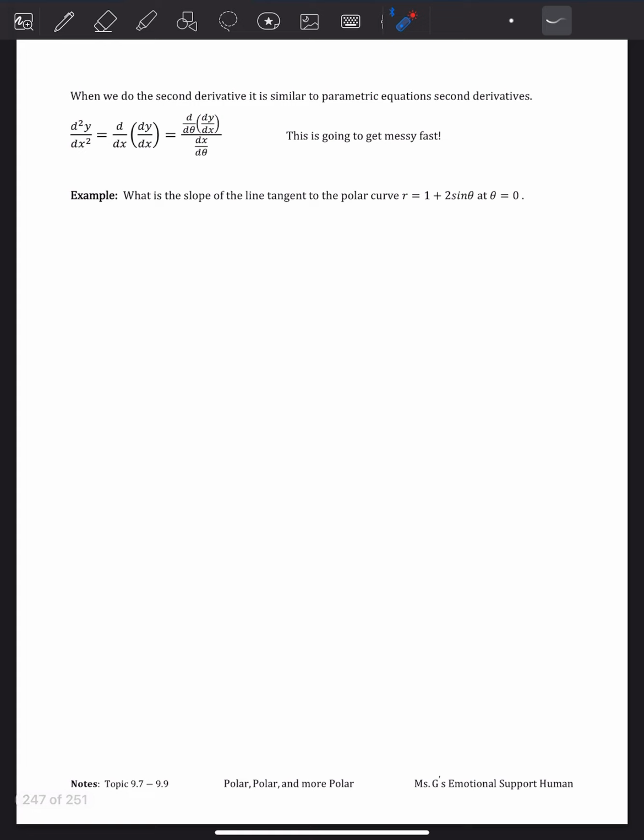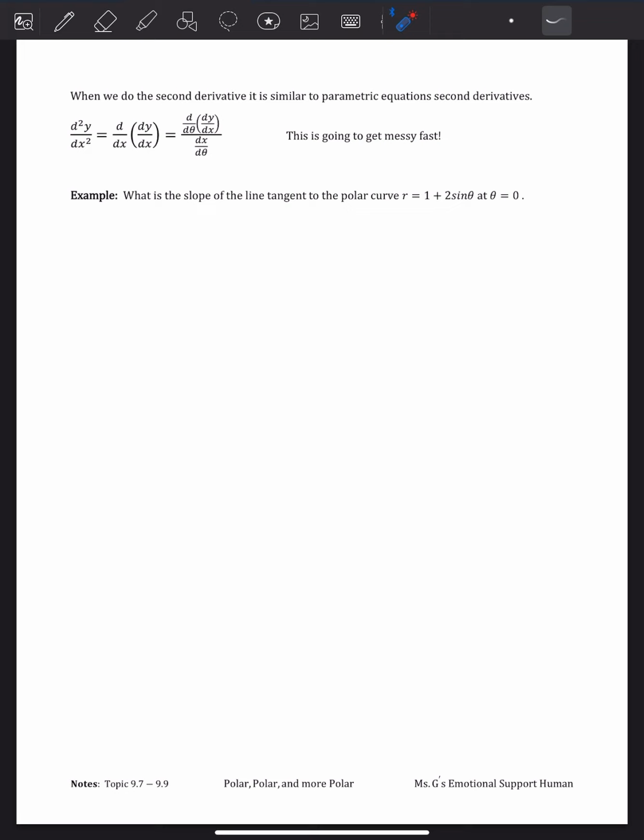So our second derivative, just like with parametrics, we need to take the derivative of what we found again, and then divide it by that dx over d theta. So it's exactly like parametrics, and it's because we have a derivative that's not quite with respect to the variable we want. So when we're doing anything with the dy over dx, we may need to spend a little bit more time working with these different functions.